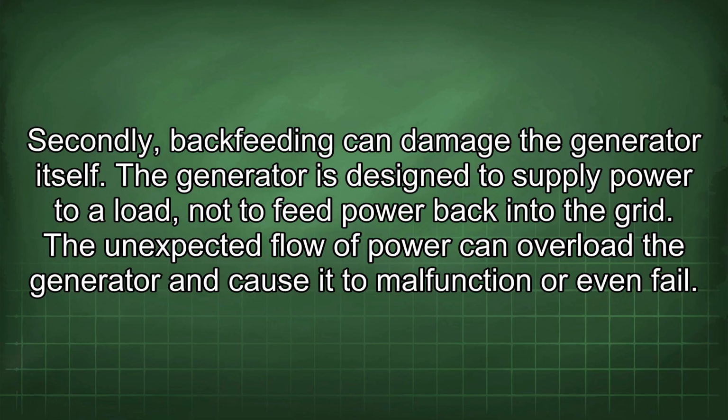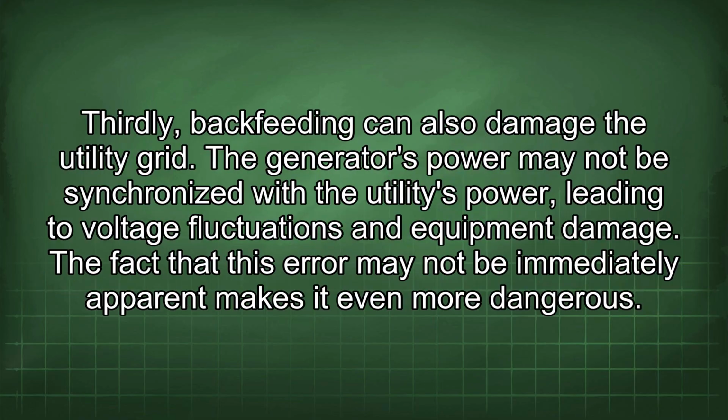Secondly, backfeeding can damage the generator itself. The generator is designed to supply power to a load, not to feed power back into the grid. The unexpected flow of power can overload the generator and cause it to malfunction or even fail. Thirdly, backfeeding can also damage the utility grid. The generator's power may not be synchronized with the utility's power, leading to voltage fluctuations and equipment damage.